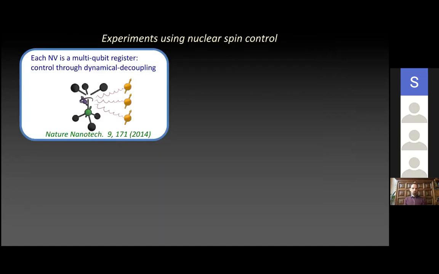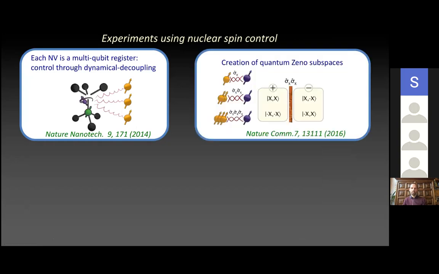So we've used this tool of nuclear spin control in several experiments. This experiment in 2014 was just to establish that we could actually access these different nuclear spins, as shown before. But then if you combine this with readout of the electron spin, you can do other interesting things. For example, you can do parity measurements, or a sigma x measurement, or sigma x measurements on 2 nuclear spins, or sigma x on 3 nuclear spins, because you have the full quantum logic. And we've actually used this in this paper to create quantum Zeno subspaces.